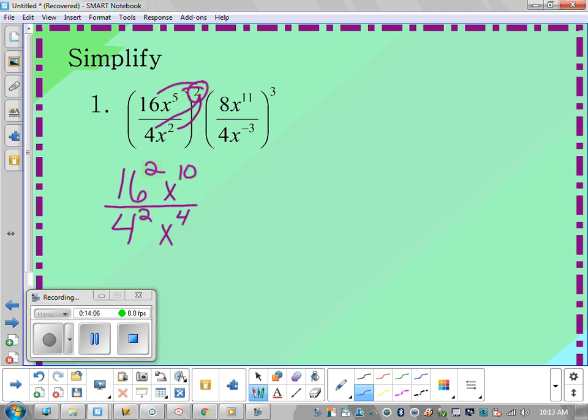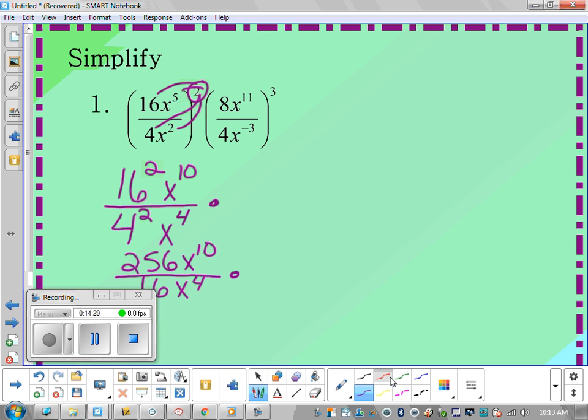variable. If I were to now simplify that, 16 squared, which is 16 times 16, is 256. X to the 10th. The denominator, 4 squared, is 16. X to the 4th. That takes care of the first fraction.